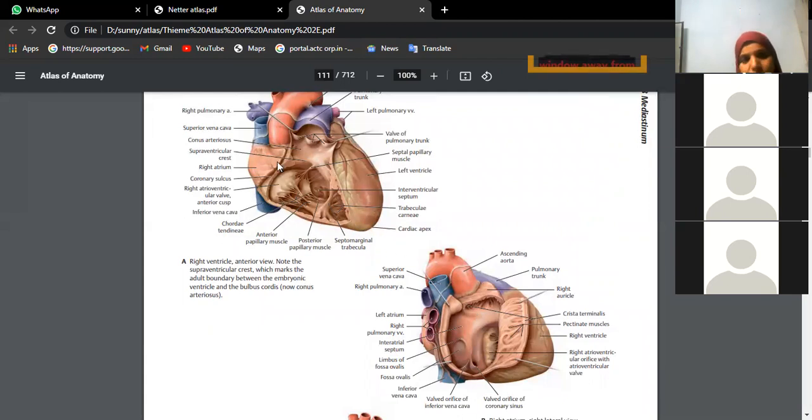Here, the right ventricle has been cut to show you. This inflowing part is quite rough. You are finding three cusps: anterior, posterior, and septal cusps. These are all chordae tendineae, which are attached to papillary muscles. The inflowing part is showing all these rough areas, and this is the outflowing part, which is quite smooth, which is the conus arteriosus. Rough and smooth parts are separated by the supraventricular crest.